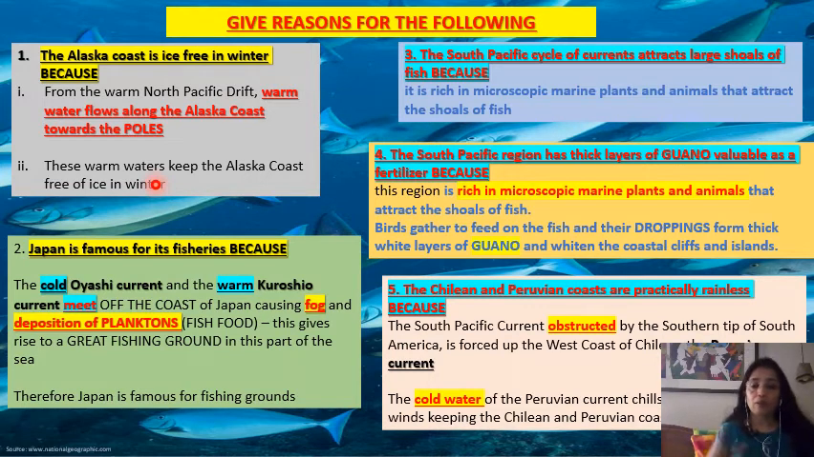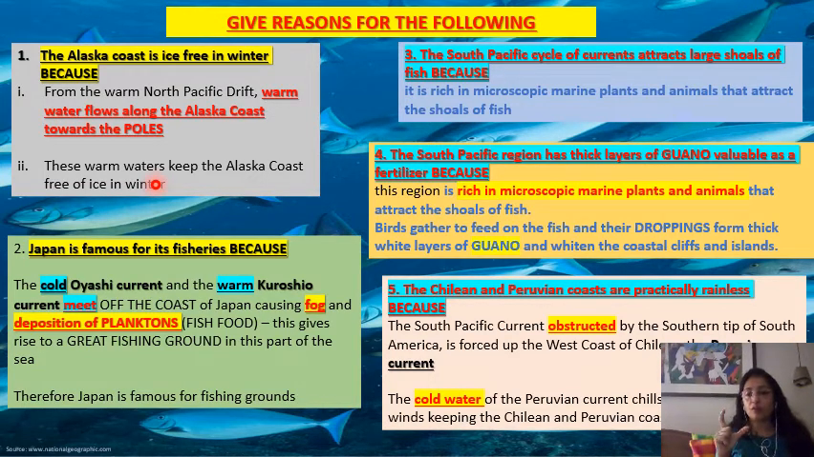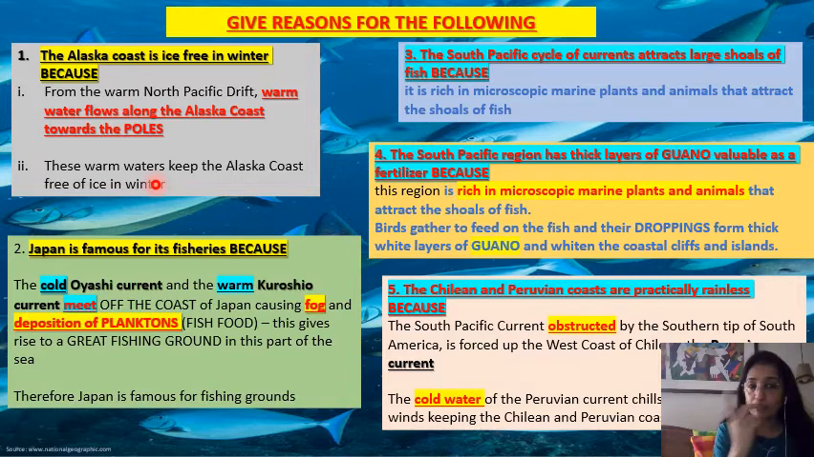So name the current if you want, the Kuroshio current, which becomes the North Pacific drift, goes up and takes warm water with it that flows along the Alaskan coast towards the poles, keeping it ice free. Japan is famous for its fisheries because I just showed you Japan. Two currents are meeting there because the cold Oyashio current and the warm Kuroshio current meet off the coast of Japan near Tokyo, causing fog and deposition of planktons.